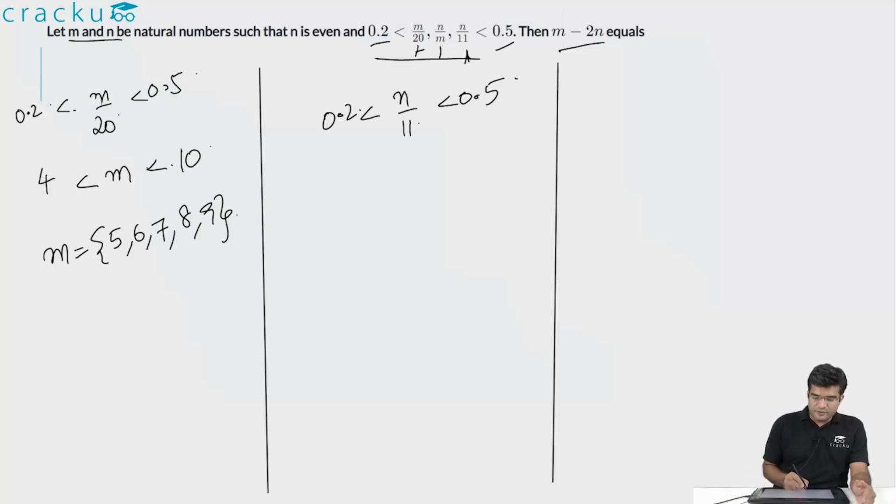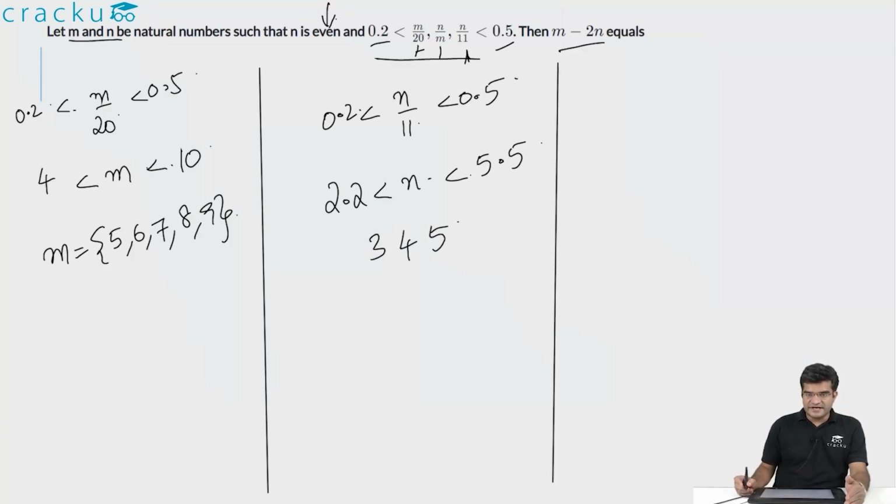So 11 into 0.2 is 2.2. This is less than n, which is less than 11 into 0.5, that is equal to 5.5. Now n is a natural number and n is also even. So if you are considering only natural numbers, the natural numbers between 2.2 and 5.5 will be 3, 4 and 5. But of this, because n is even, the only possibility is that n will have to equal 4.